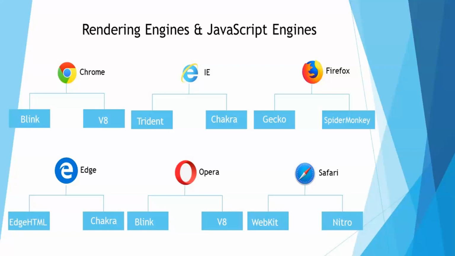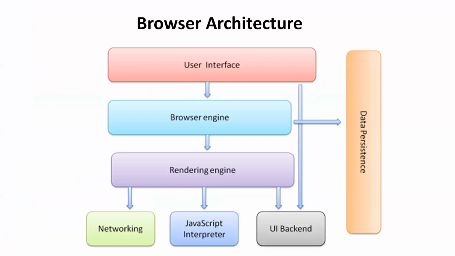Every browser has a UI. Every browser has a rendering engine and browser engine. Every browser has a JavaScript interpreter. So: user interface, browser engine, rendering engine, and JavaScript interpreter. The interpreter is responsible for translating the JavaScript line by line. An interpreter always translates line by line.